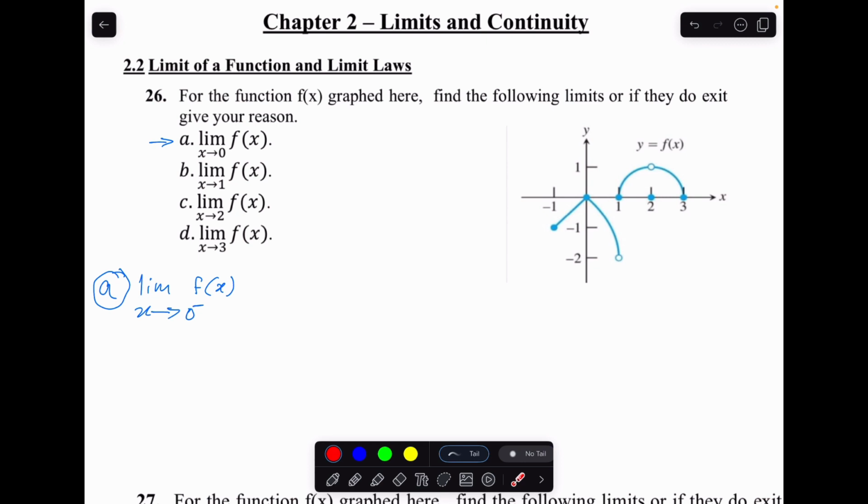We want to find the limit of f(x) when x is approaching zero from the left. Here we have zero. If I come from the left, I walk from here to here until I reach zero. When x approaches zero from the left, f of x is indeed zero.